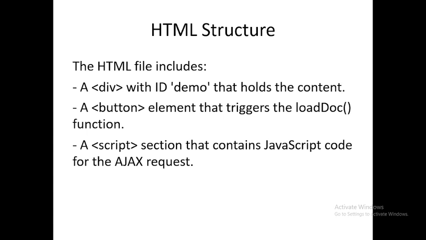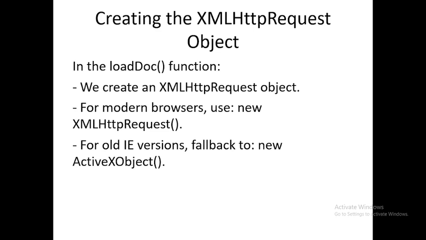The demo will have an HTML structure, which includes a div with an ID that holds the content, and a button that will trigger the function load. This function load is the one that is going to call the JavaScript. The JavaScript will contain the code of the AJAX request as a new object. We start by creating the instance of the HTTP request object. For modern browsers, we just use new XMLHttpRequest as a function. For older versions, we use a fallback to avoid different errors.